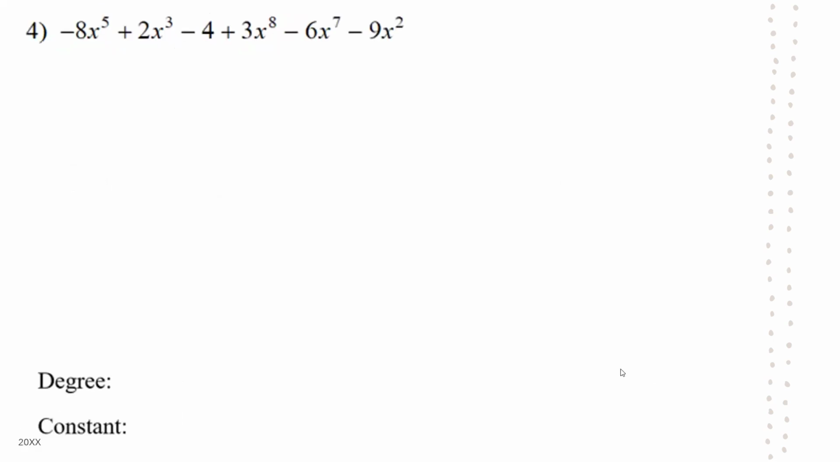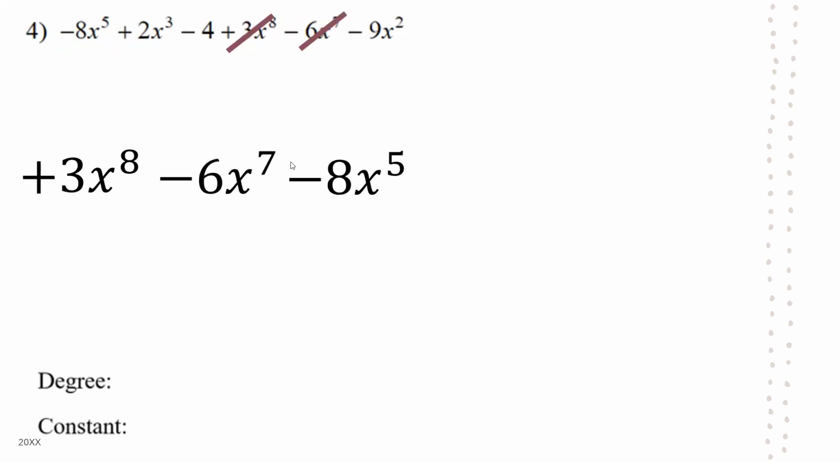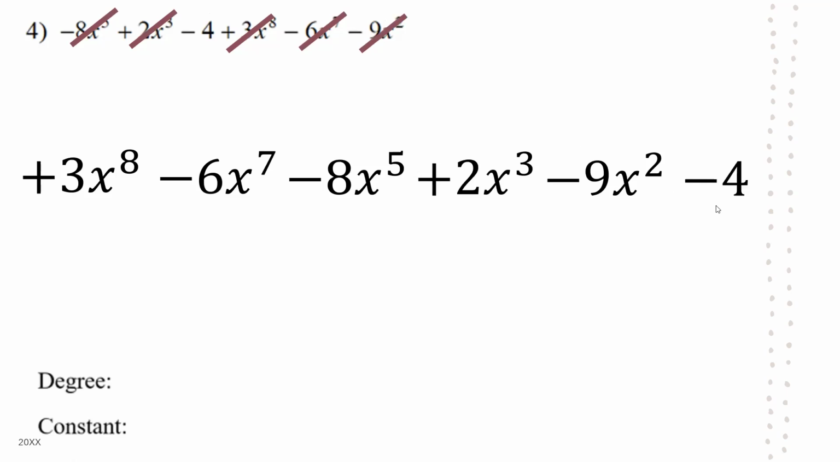All right, number 4, here we go. Woo, boy, what do we got? 5, 3, 8, 7. 8 is our winner on that one to be the leading coefficient. Then we've got negative 6, x to the 7th. Then we've got, what's the next one? Negative 8x to the 5th. 3, 2, we're getting long on this one. Negative 4 is the last thing, so that's an 8th degree polynomial with a constant of negative 4.